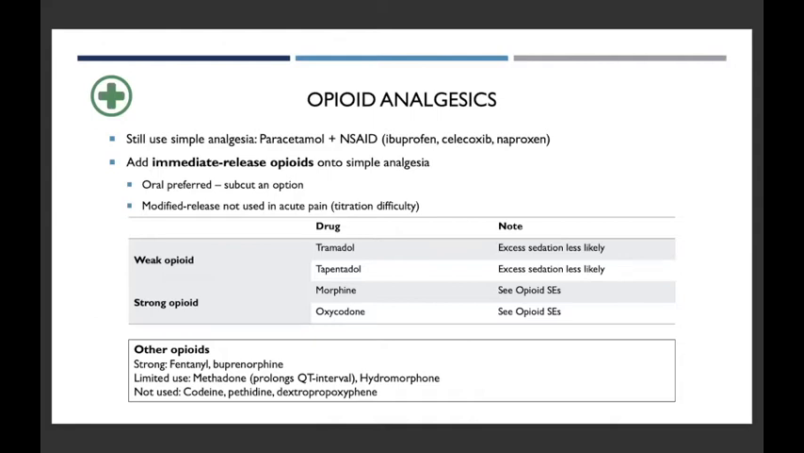It's more so for that chronic opioid usage in the palliative care setting because of the difficulty titrating, because it has a different sort of time period over which it's released once it's in the body.